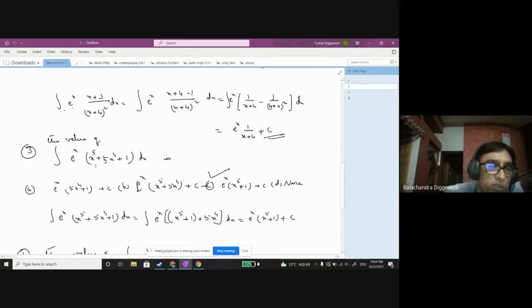The first term's differentiation is 5x raised to 4. It is present in the second term, but the constant's differentiation is 0. So this term and this term you combine, so I have combined x raised to 5 plus 1. Its differentiation is the second term, f of x plus f dash of x. Therefore the integration of this is exponential into f of x plus the integration constant c. Therefore the answer in this example is given as c.